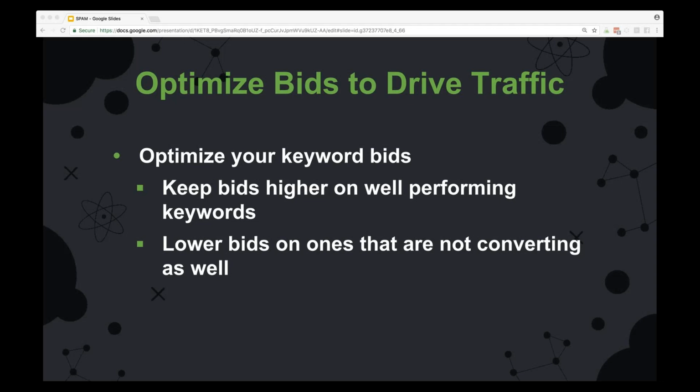And when a keyword's not converting as well, you don't necessarily have to set it as a negative keyword or pause it. You can instead just lower the bid and not spend as much on it. You might be getting some valuable information from those lower converting terms as well, just like what we were talking about earlier, where you might be able to find user search terms or competitors based on bidding on those, but you don't want to spend a lot of money on them, right? You only want to spend a percentage of your ad spend on that. So that's how I suggest optimizing your bids for traffic.